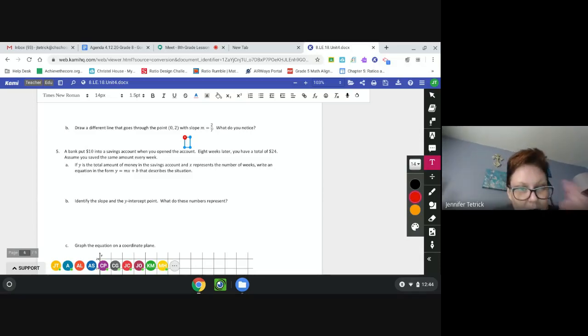Okay. Assume you put $10 into a savings account when you open the account. I read that wrong, but whatever. 8 weeks later, you have a total of $24. You assume that you save the same amount every week. So let's look at this and the y equals mx plus b.